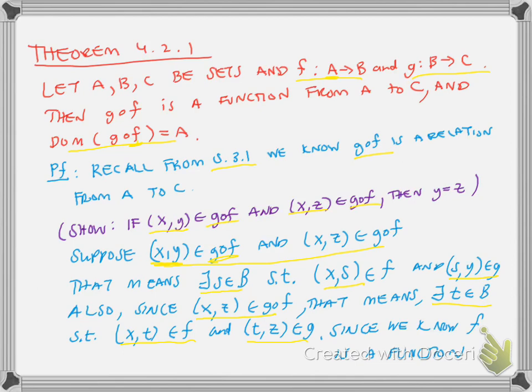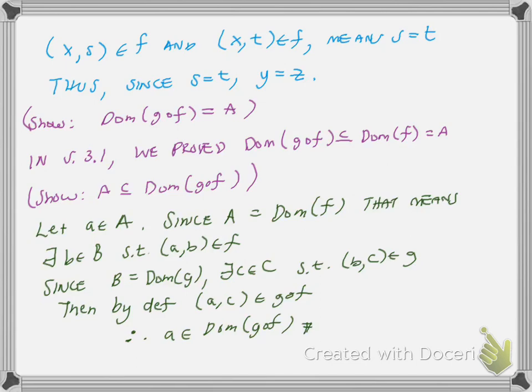Well, we know that F is a function, right? And if we know that F is a function, then since X, S belongs to F and X, T belongs to F, we can conclude that S has to equal T. Otherwise, it wouldn't be a function, because now we're talking about F by itself, not with the composition. And so therefore, since S equals T, then we can conclude Y equals Z.